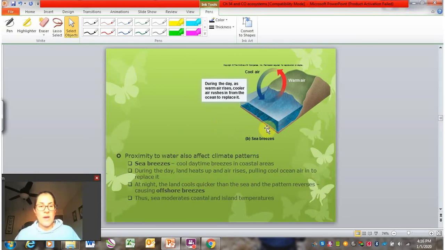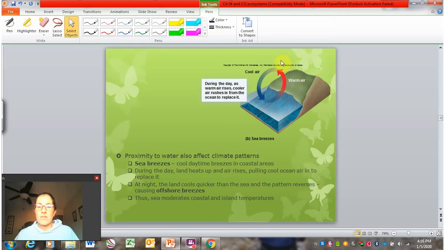Proximity to a large body of water is overall a temperature moderator. So coastal areas are always just more moderate. They tend to be less hot and less cold. And that's because of the interaction of the water as far as warm air and cool air absorbing warmth and letting warmth go. So during the day, the land is heating up.